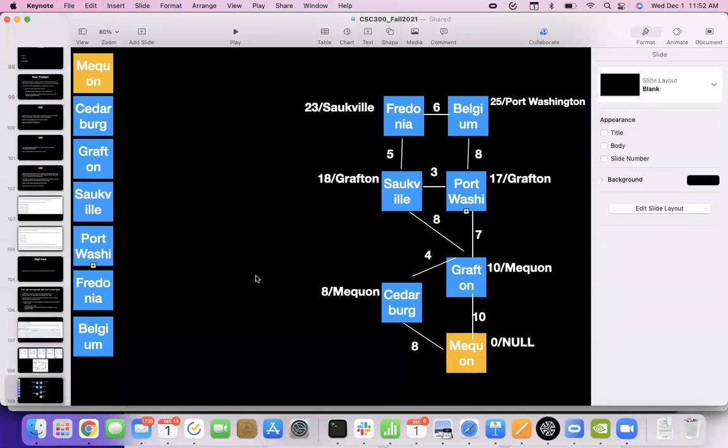All right, so questions on how this works. Applying Dijkstra's algorithm a single time allows me to mark up my graph with information that gives me the shortest distance to all other locations from a selected starting location.